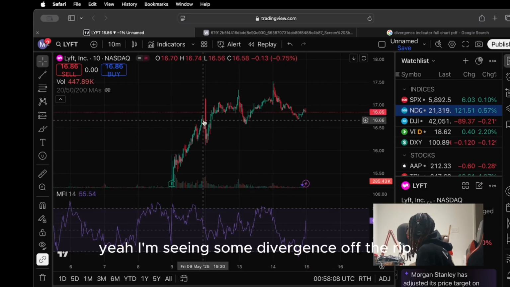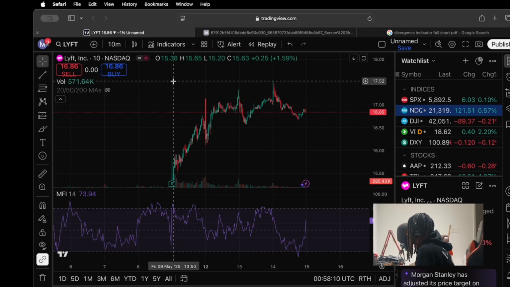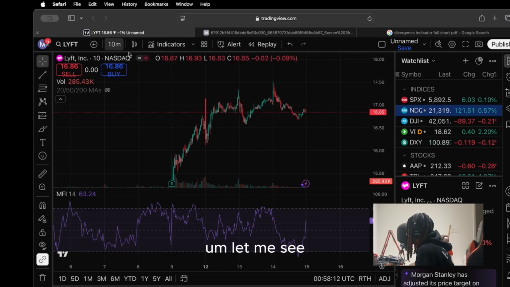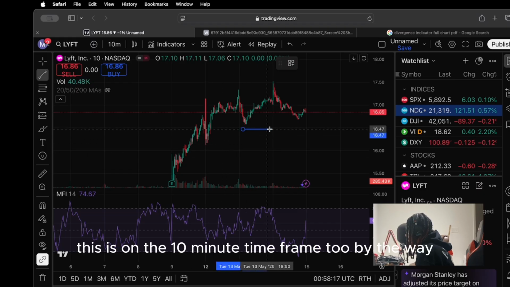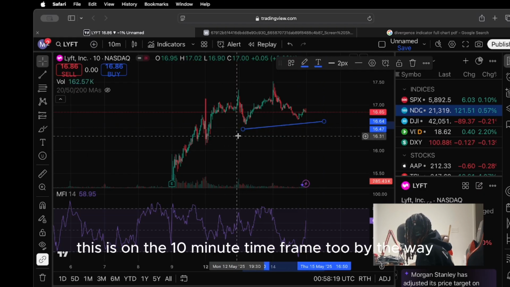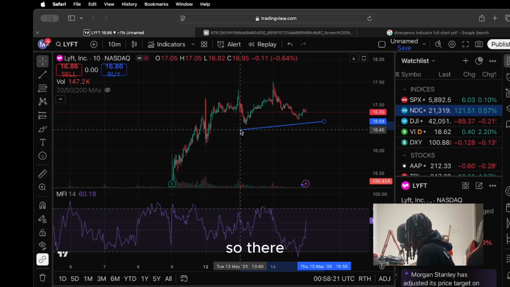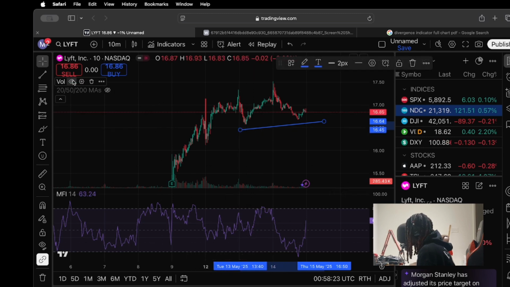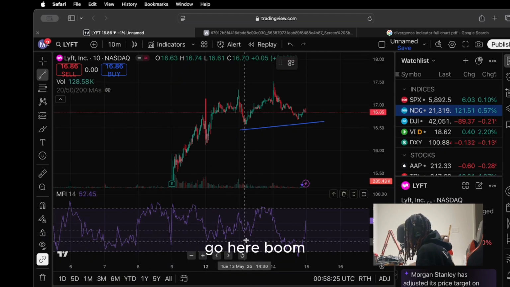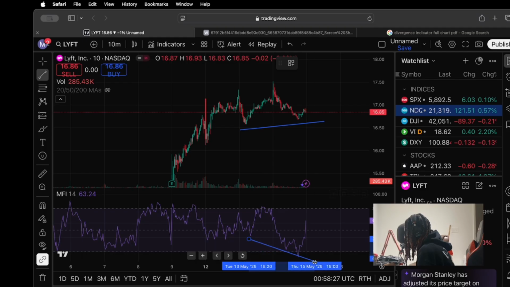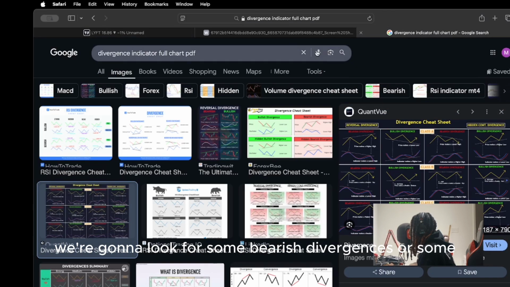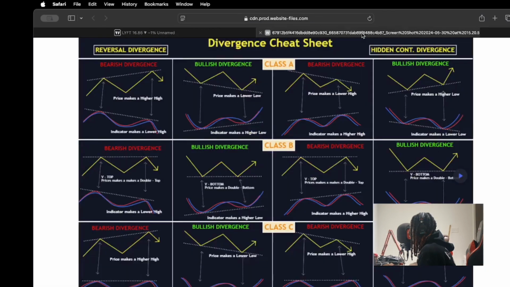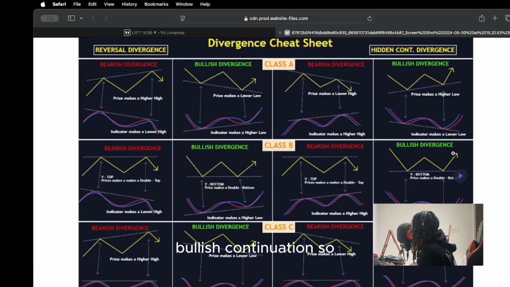Yeah, I'm seeing some divergence off the rip. Let me see. Put this here. This is on the 10-minute time frame too, by the way. So there. Go here. Boom. So it's on an uptrend. We're gonna look for some bearish divergence or some bullish continuation.